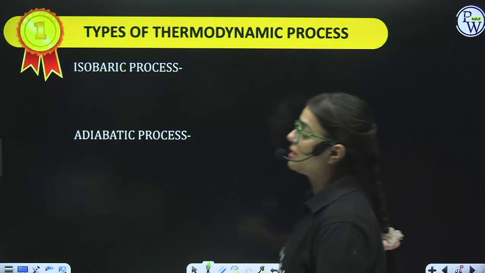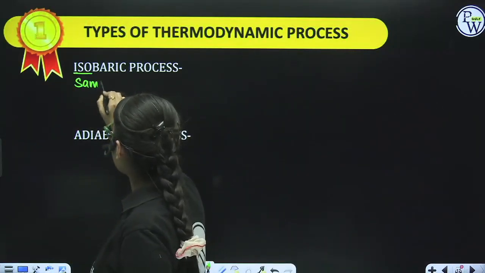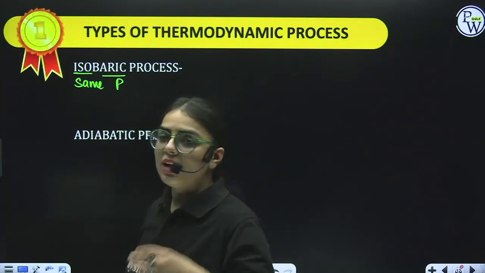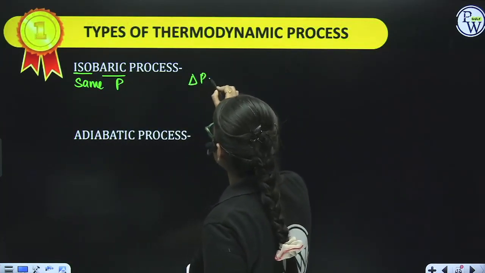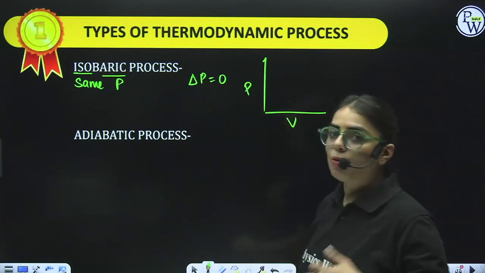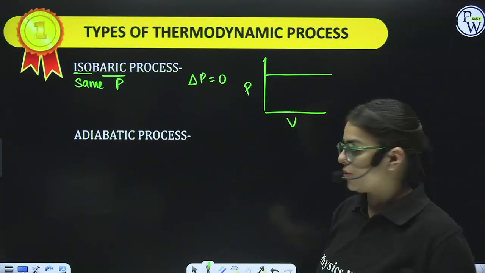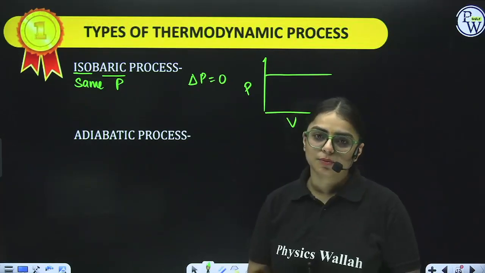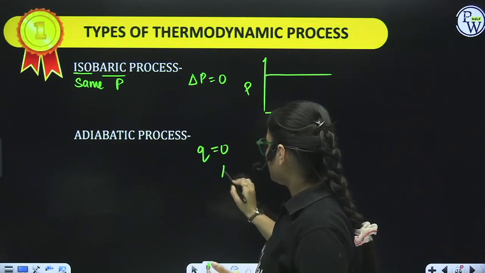Let's see the next process, that is the isobaric process. Now iso again refers to same, baric refers to pressure. So when we see the same pressure, that is an isobaric process, that means delta P is now 0. If I plot a graph of pressure and volume, now my pressure is constant but volume is changing, no? So this can be the graph for the isobaric process. Let's talk about the adiabatic process, where the heat change is going to be 0. Delta Q is going to be 0, right?